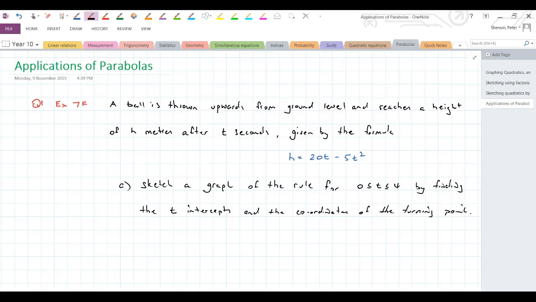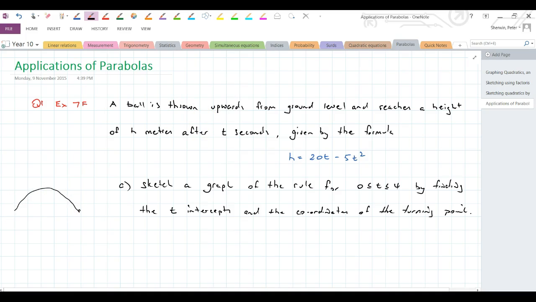Okay, we're going to look at the applications of parabolas. So how do they apply to the real world? Whenever you see this word applications, it's now talking about taking maths into the real world, which is not always easy to do. But with parabolas, there are some applications, and they have to do with things like balls being thrown upwards, because gravity will take the ball down.